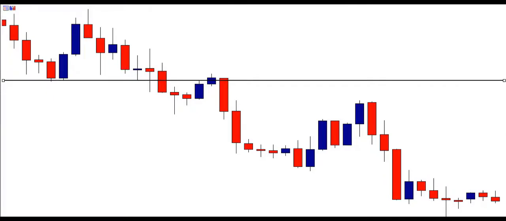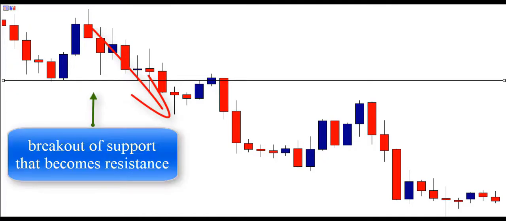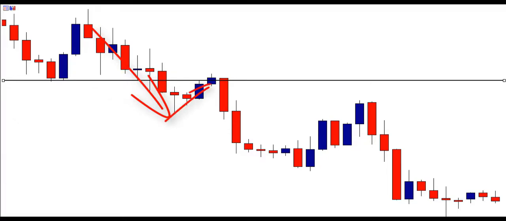This is another example of a downtrend. As you can see, an impulsive move here, a breakout of the previous support that becomes resistance. This level is a reference point for sellers. When this corrective move approaches this level, we can predict the beginning of a new impulsive move.